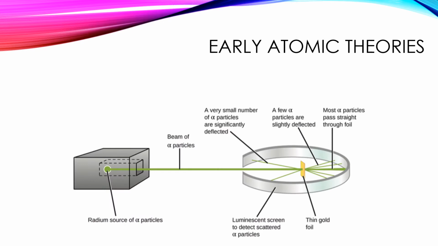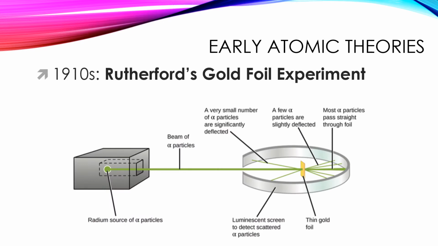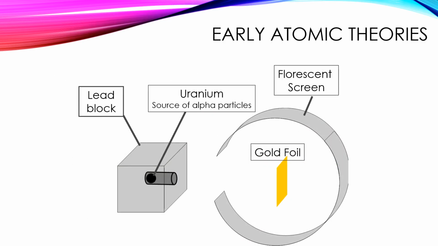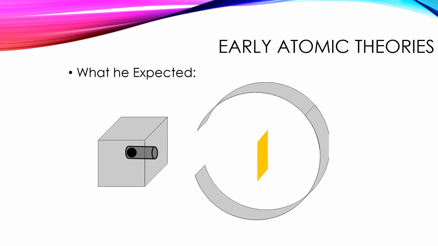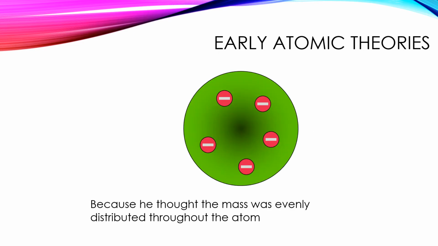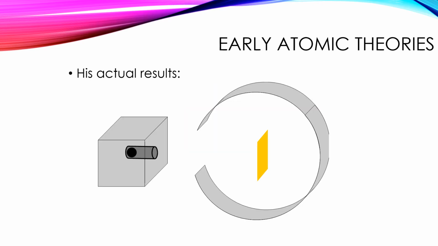So then we had Rutherford, who did an experiment with gold foil. He shot positively charged alpha particles through a piece of gold foil, which is of course going to be full of little gold atoms, if we were able to see it on the molecular level. And what he expected when he shot this positively charged beam through was that most of it would go straight through, because he thought that mass was evenly distributed all throughout the atom.